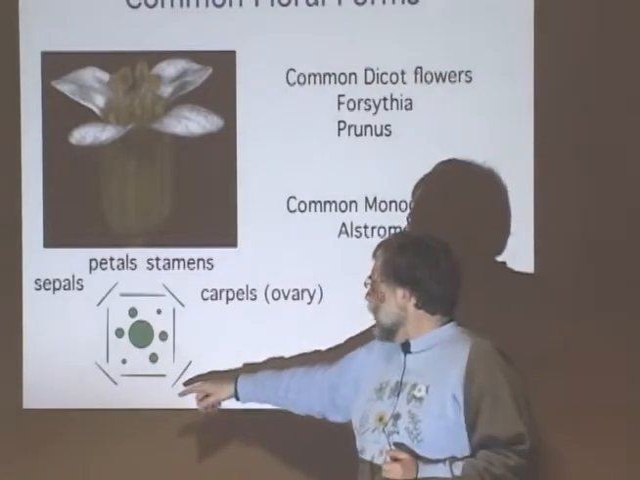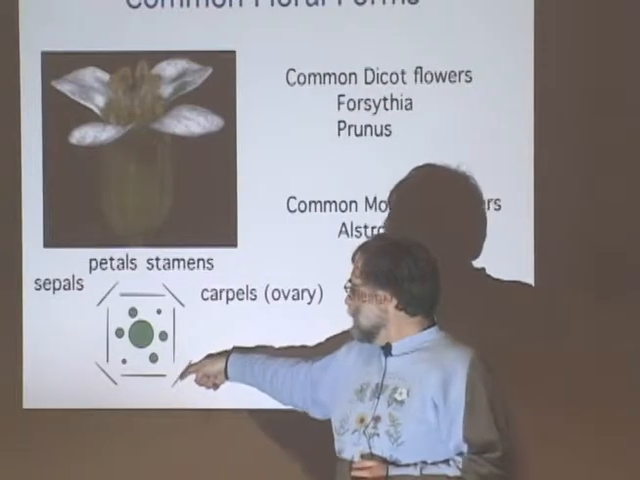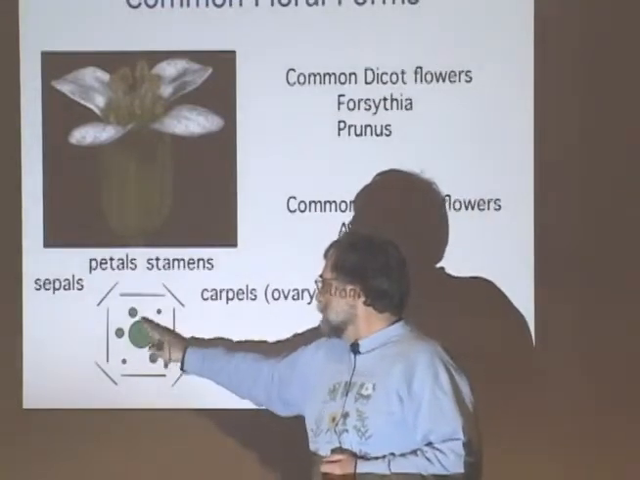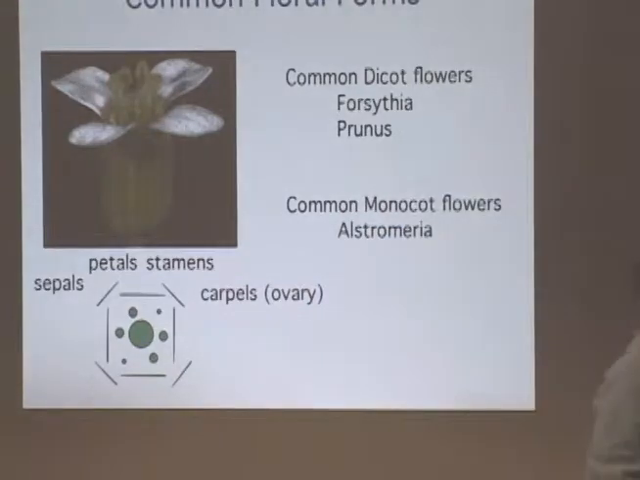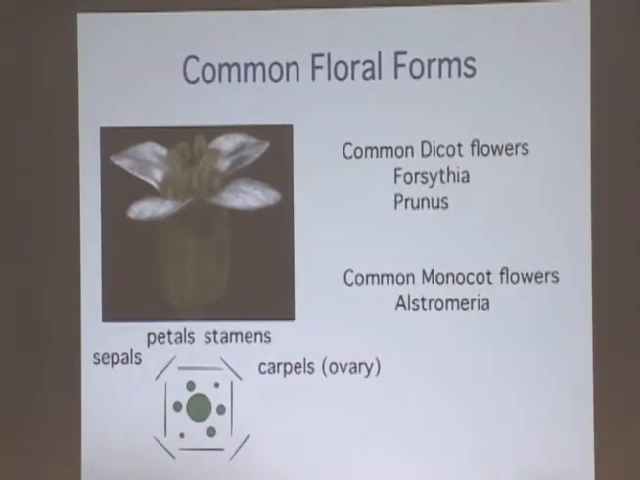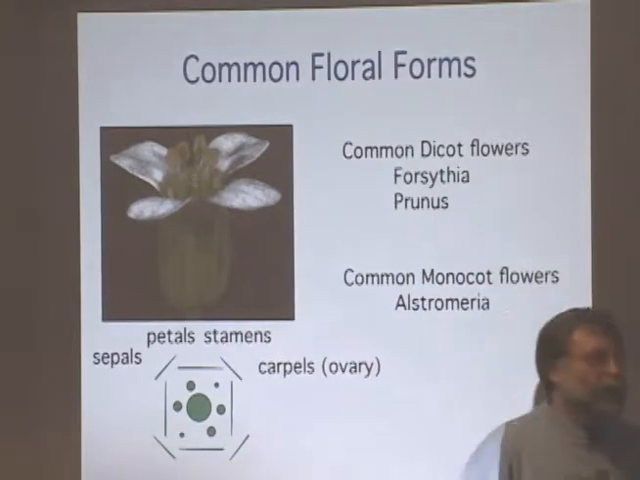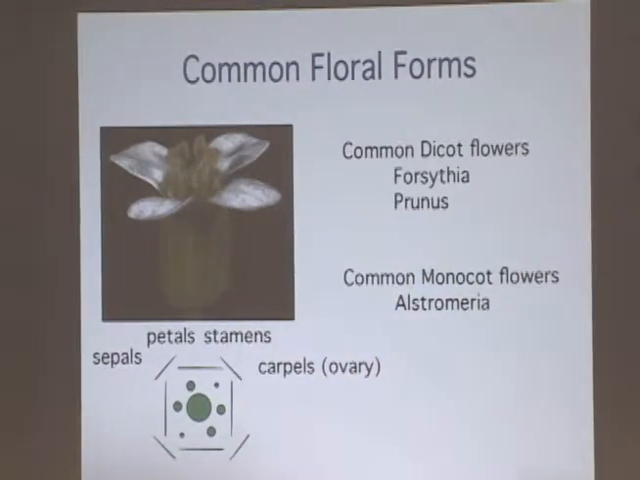Here's another way of looking at it. On the outside, the outermost whorl, we call it, is sepals, then petals, stamens, and a carpel. These four basic flower parts, these organs, are always in this order, always from outside to inside. And in fact, the molecular geneticists have helped us understand where they came from in a very deep developmental sense.